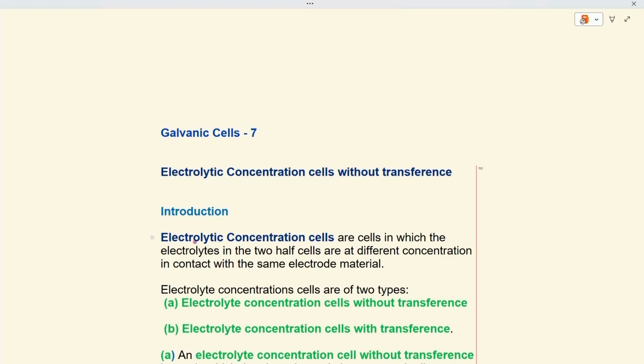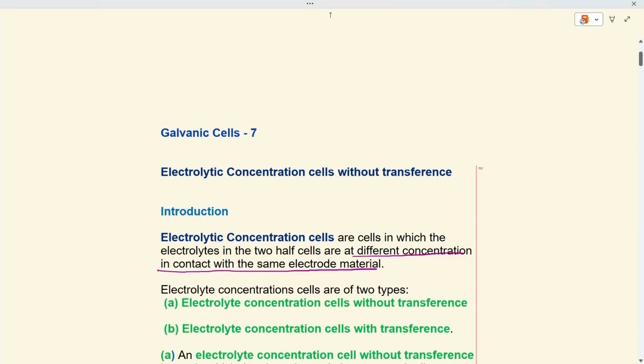Now, let us see about that. Electrolyte concentration cells are cells in which the electrolytes of the two half cells are at different concentrations and they are in contact with the same electrode material. So, electrolytes are of different concentrations, but the electrodes are of the same material. Such cells are known as electrolyte concentration cells or electrolytic concentration cells.